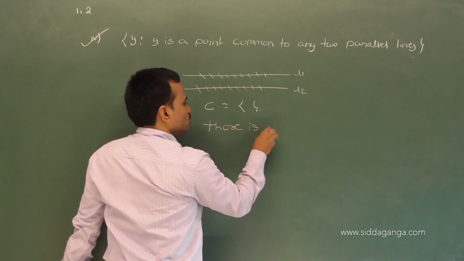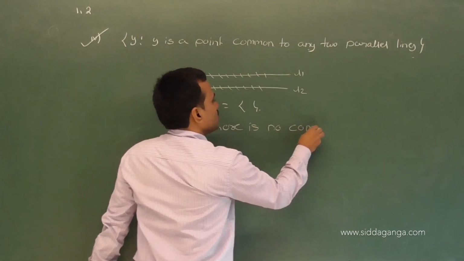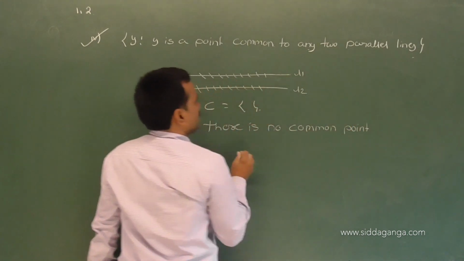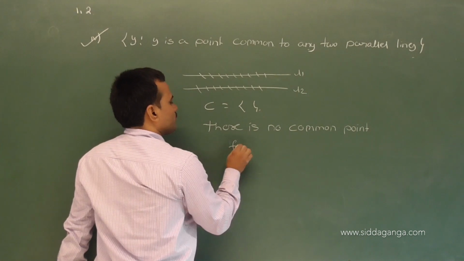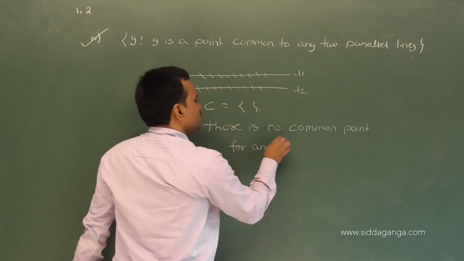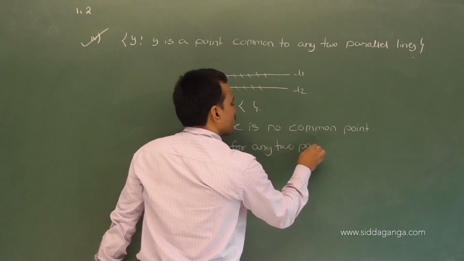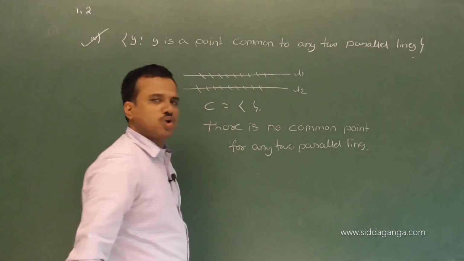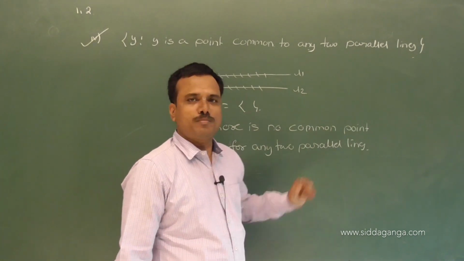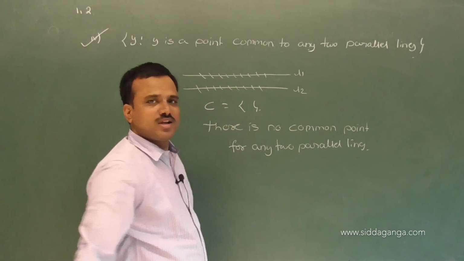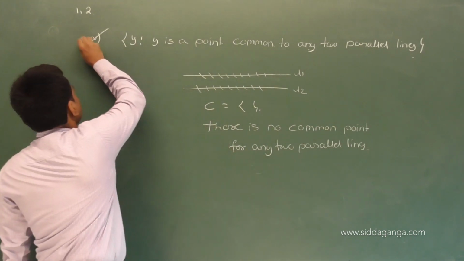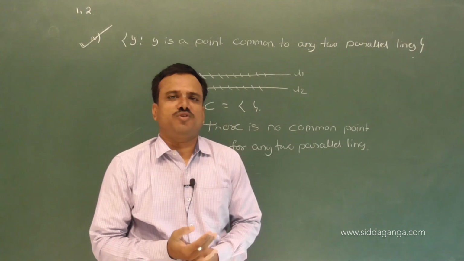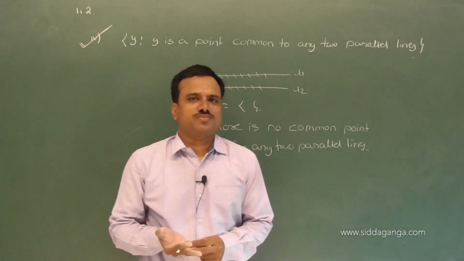There is no common point for any two parallel lines. That's why it is an empty set. So this is also an example of an empty set. Okay.